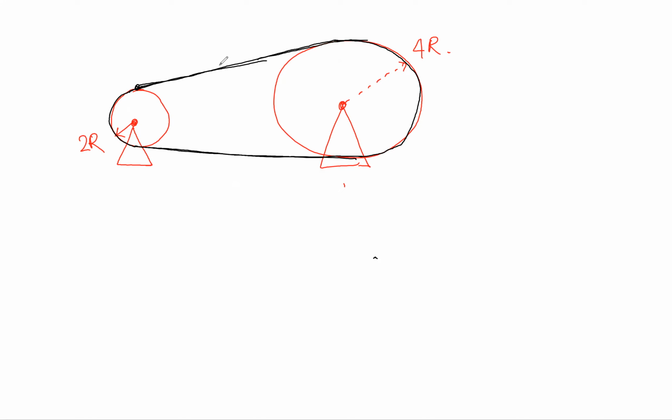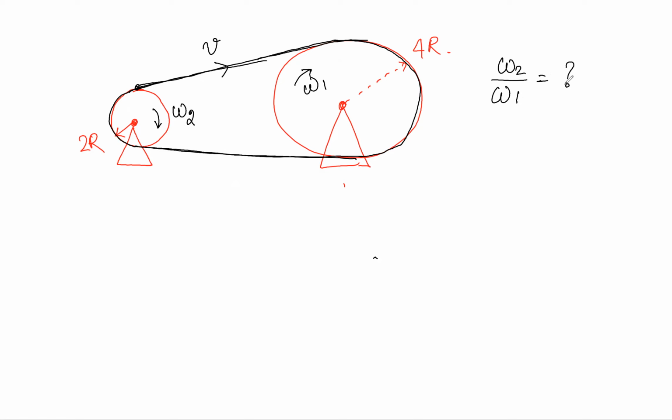Now this belt is moving with a speed of v. The velocity of the belt is equal to v. So can you tell what is the angular velocity of each pulley? What is omega 1 and what is omega 2? And what is the relation between omega 1 and omega 2? What is the ratio of omega 1 and omega 2? What is omega 2 divided by omega 1?